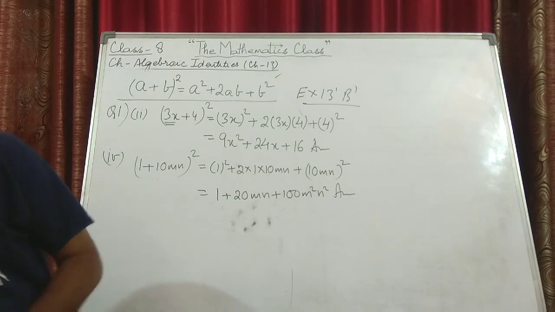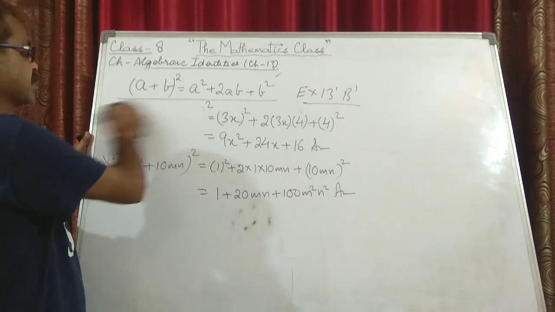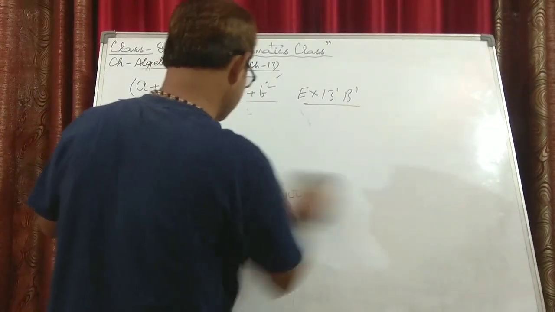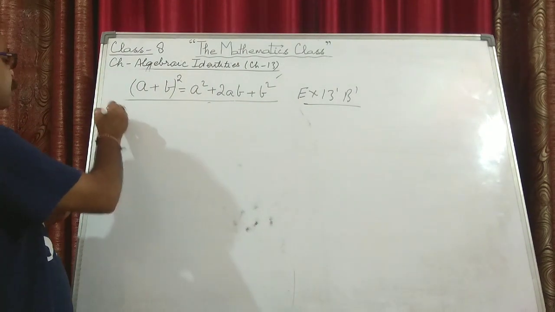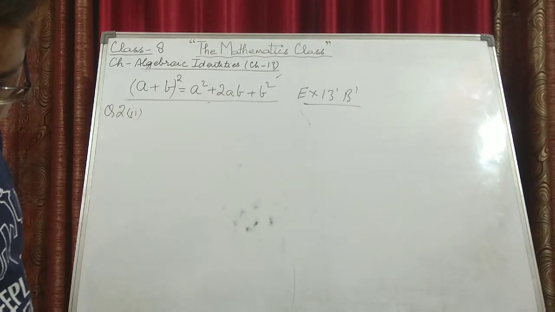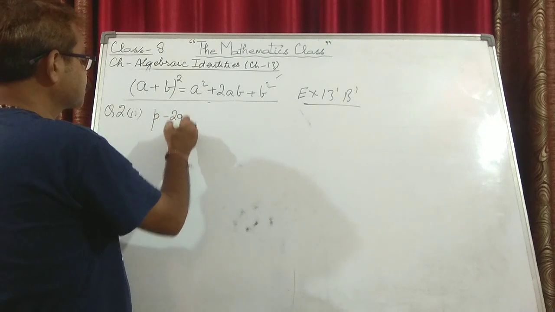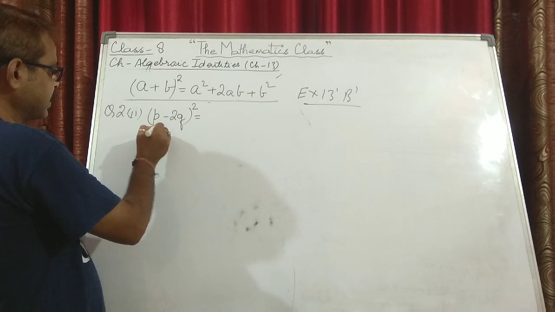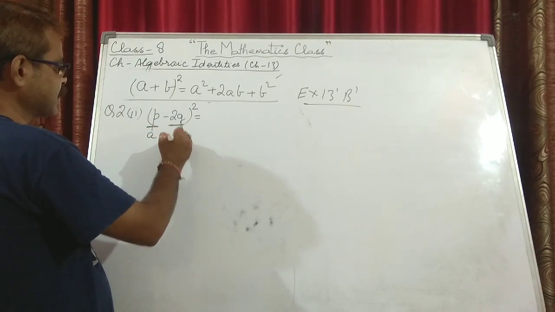Now we move on to the question number 2, second part. Now it is clear how we are going to use that. In this it is given that p minus 2q whole square. Now this p acts as A and this minus 2q acts as B.